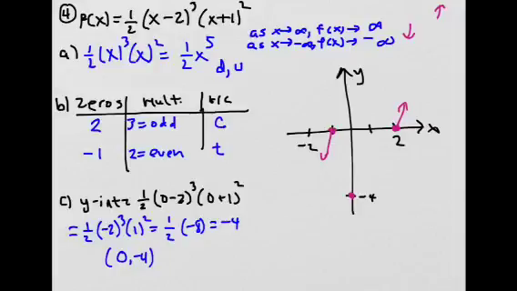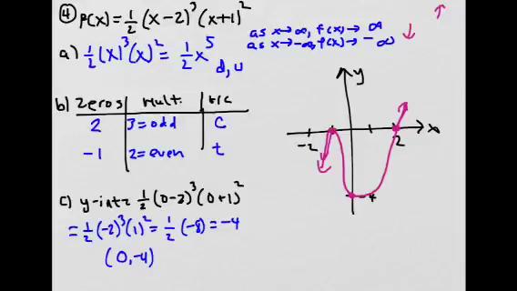Okay, so I noticed that at x equals 2, the graph is going to cross. So I'll start on the right side this time. It's going to cross. It has to make sure you go through (0, -4), and then when you get to -1, you bounce off. And there's the graph.